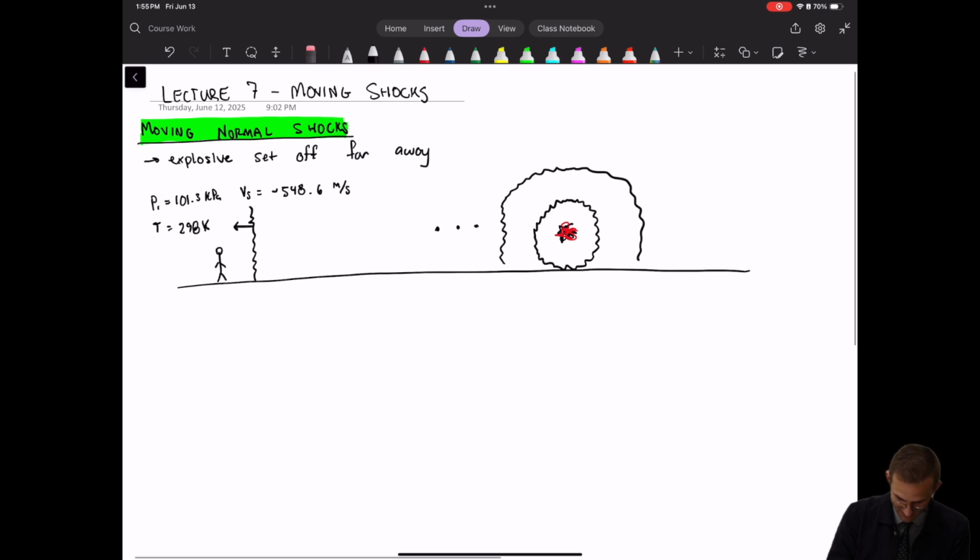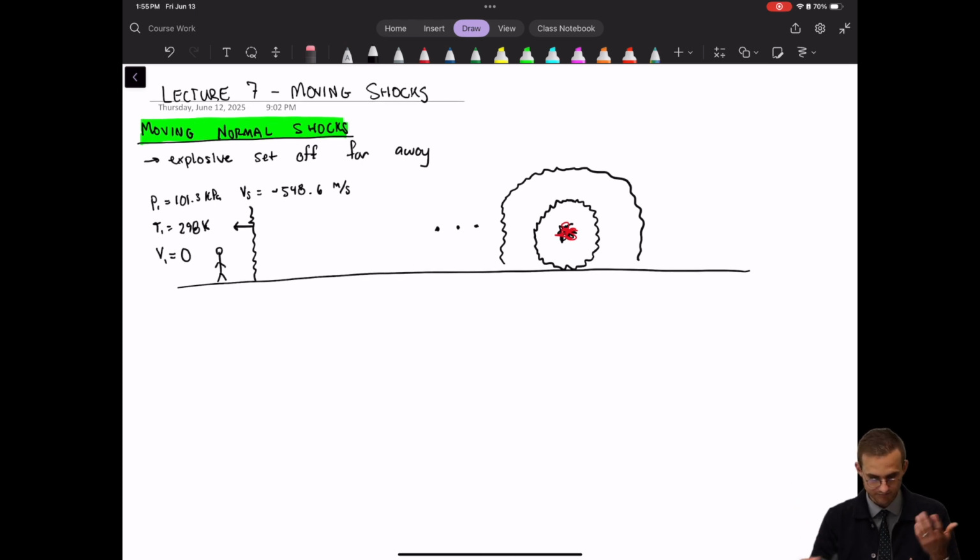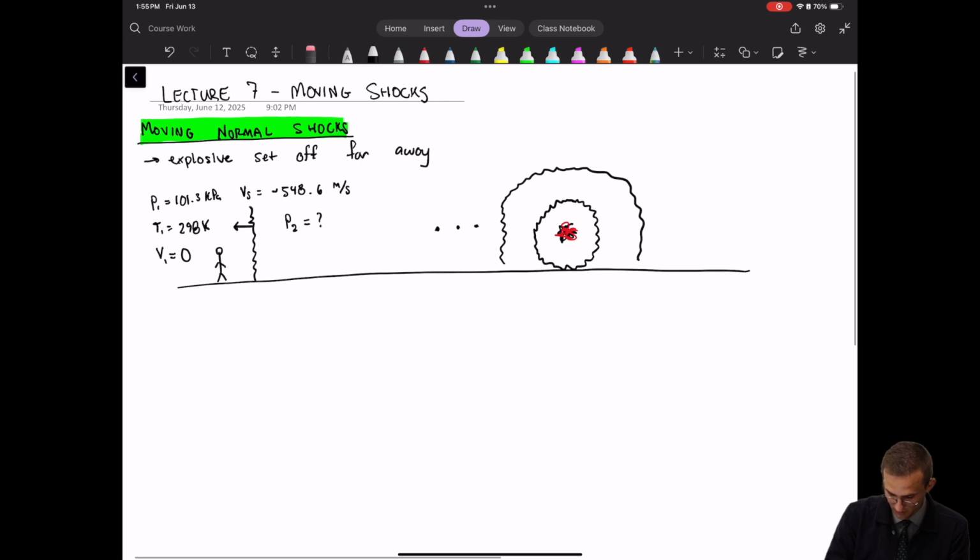Okay, and then we also have, of course, that the velocity of the flow is 0. It's just quiescent. We're just sitting in calm atmosphere. And then the question becomes, what happens after the shock passes? What is the new pressure? What is the new temperature? And at what speed is the flow traveling after the shock passes?